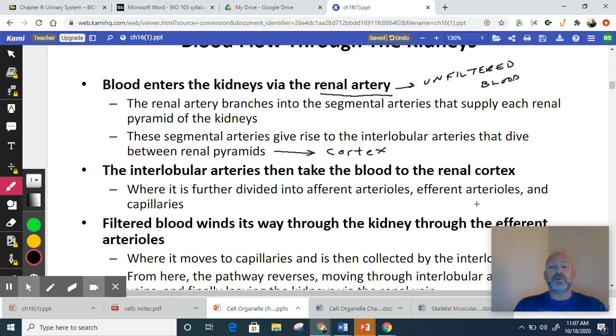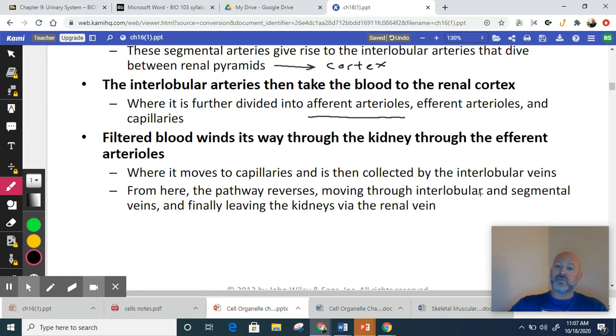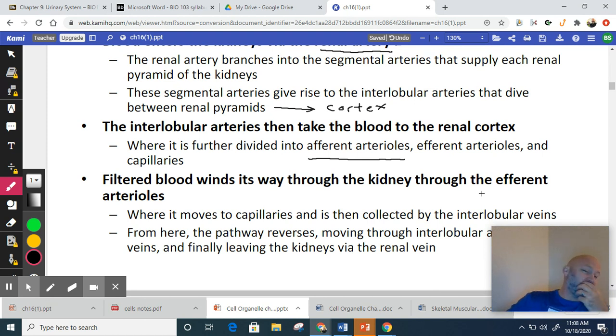They're going to continue to divide into smaller arteries until they're in what is called an afferent arteriole. The afferent arteriole is what's going to bring this unfiltered blood into the functional units of the kidneys, which are called the nephrons. All right, and then the blood will continue to move through different arteries as the filtering process continues, including the efferent arterioles, and then the peritubular capillaries. There's peritubular capillaries, and we'll get into what those are in just a minute.